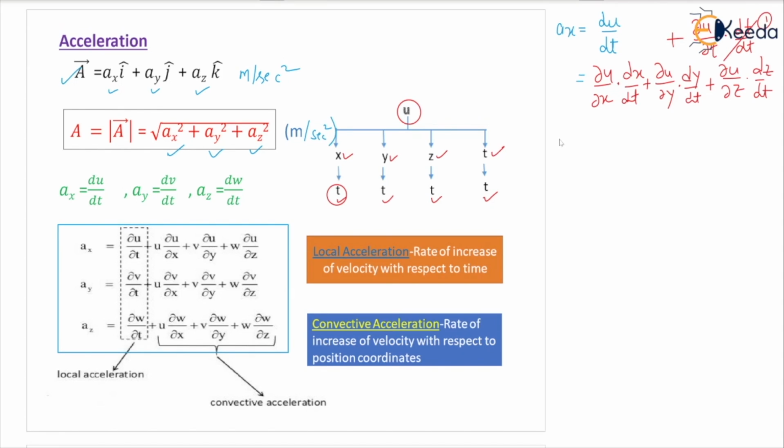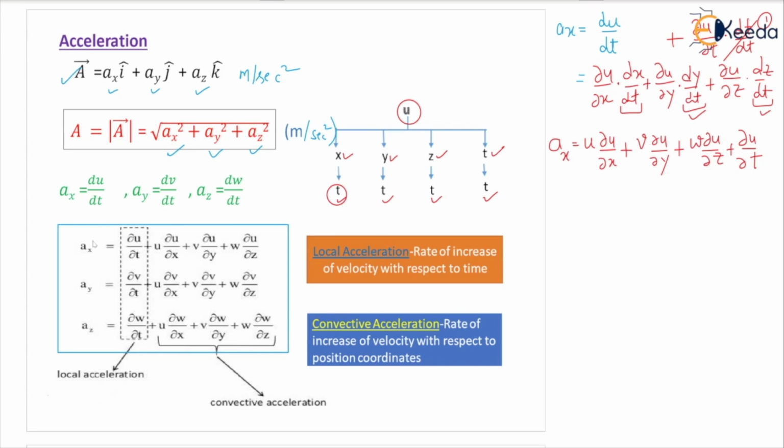Okay. So now ax can be written as, what is the term dx/dt? I can write dy/dt and dz/dt. Please look at this. Can I write dx/dt equal to u ∂u/∂x, and dy/dt I can write as v ∂u/∂y, plus dz/dt I can write w into ∂u/∂z, plus the remaining term ∂u/∂t. So this is the full and final formula for writing the acceleration in the x direction only, ax.